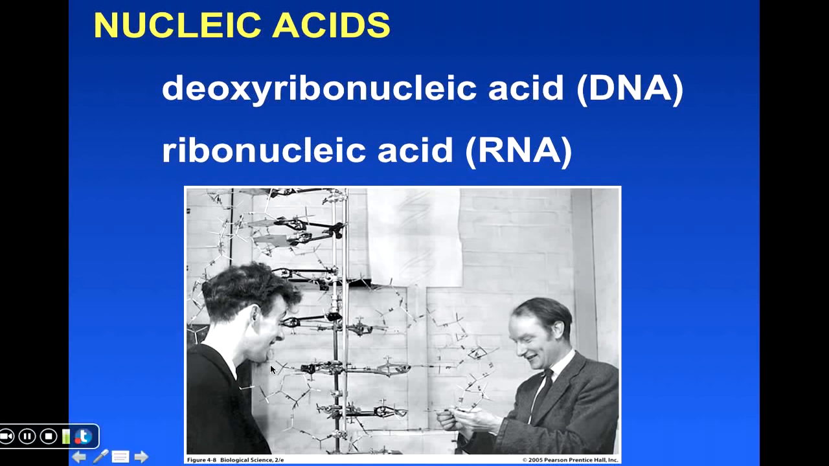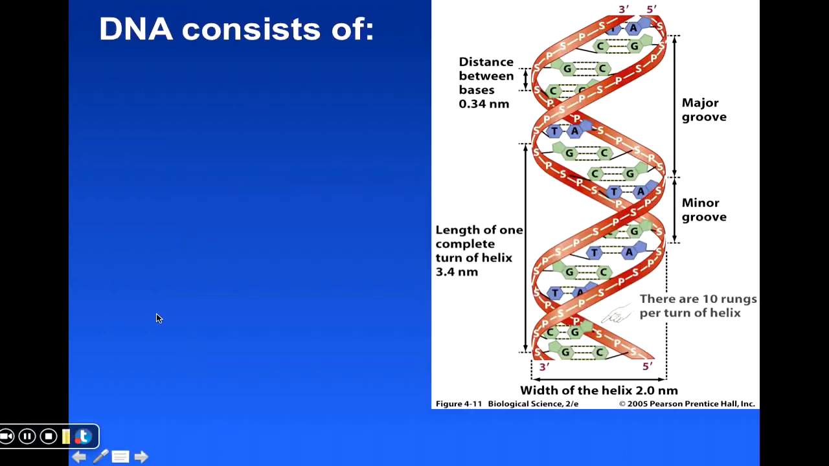What we see here are Watson and Crick with their model of DNA. They published their results on the structure of DNA just in 1953, so really not that long ago. But of course this had profound implications for our current understanding of biology. Let's begin with a brief look at the structure of DNA.